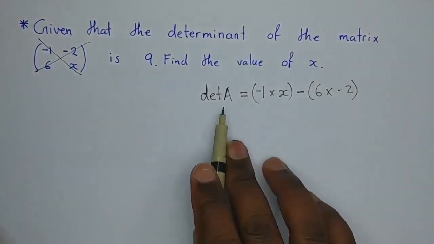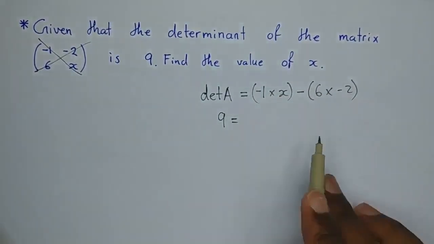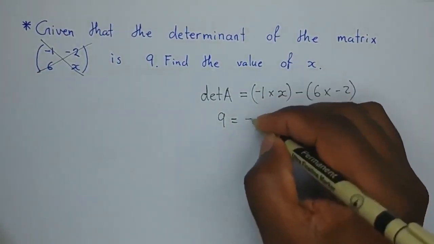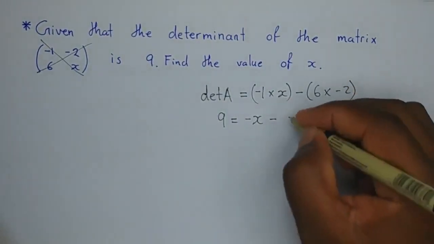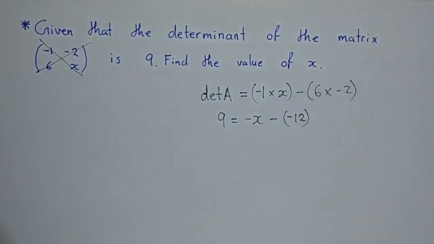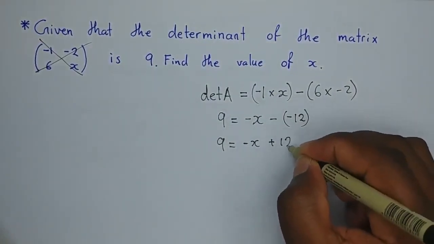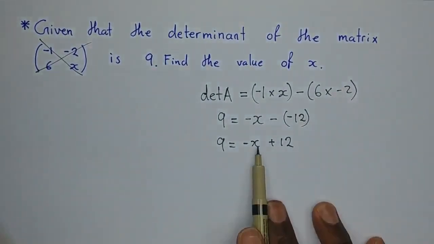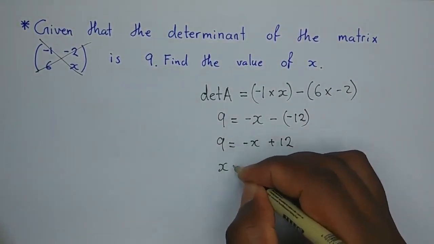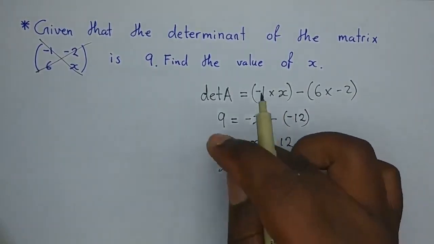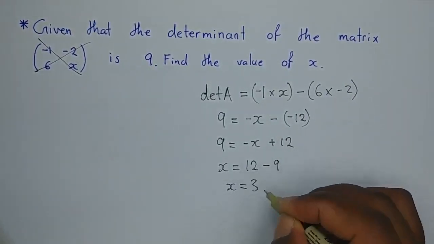So to find the value of x, we know that the determinant we've been given is 9, so 9 is equal to -1 times x, we get -x, minus 6 times -2, we get -12. So this will give us 9 is equal to -x plus 12. Since we're finding the value of x and we want it as a positive, what we can do is just push it to the other side, so it becomes a positive. x is equal to the 12 that we have here. Then this 9 can come to the other side as well to give us -9, meaning that the value of x is simply equal to 3.